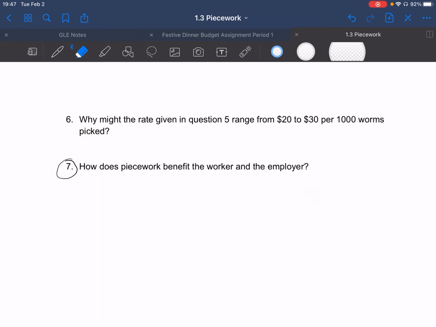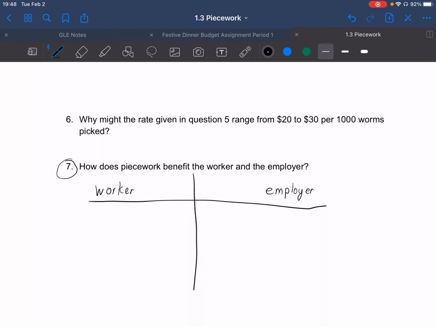So we want to talk about the worker and the employer, what benefits each person. So obviously put that in a chart, write it out better than I did, and figure out some ideas of why piecework is a benefit for you as a worker, or if you were in the employer's position, why might it benefit you? All right. So that's the lesson for 1.3 today. This is what you need to do to finish off your information, and then we will take it up tomorrow.